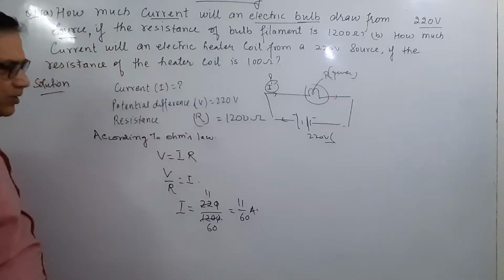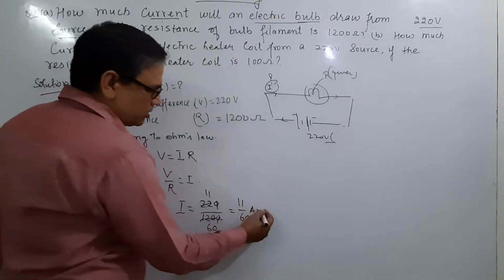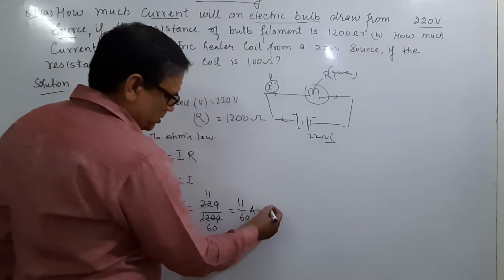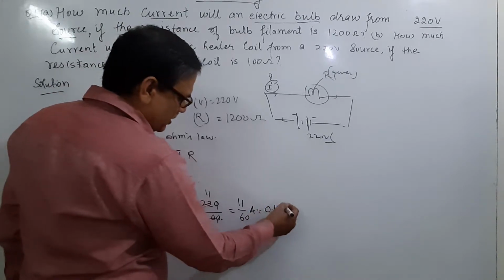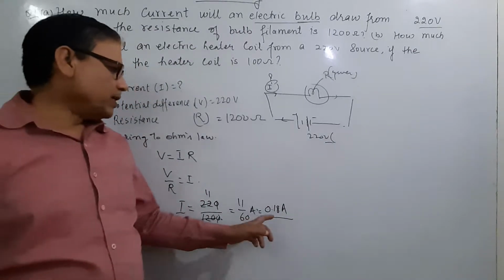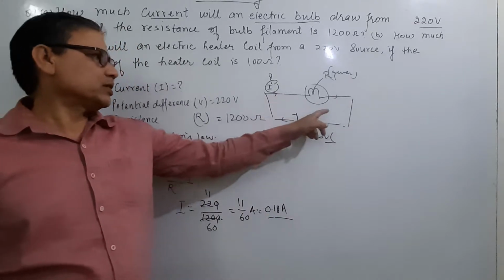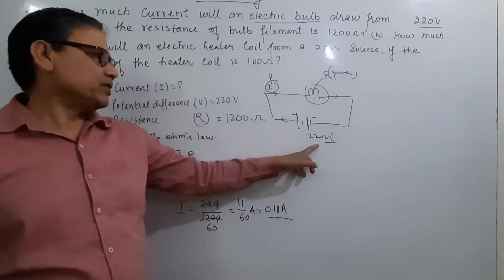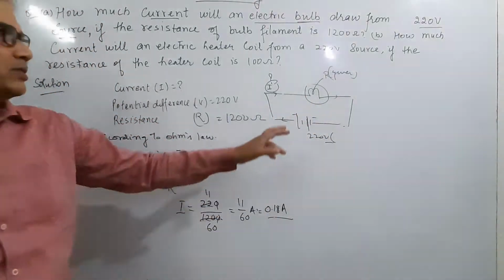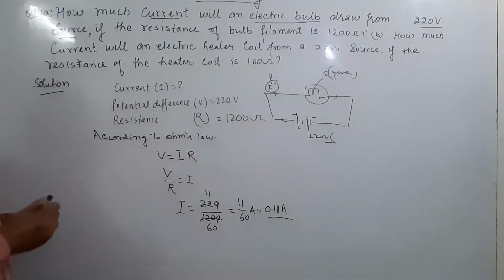11 upon 60 ampere. If you want to convert it to decimal, then we have to divide 11 by 60. That will be 0.18 ampere. That means 0.18 ampere of current passes through the circuit which has the potential difference of 220 volt, and the bulb which has the resistance of 1200 ohm. This is your A part.